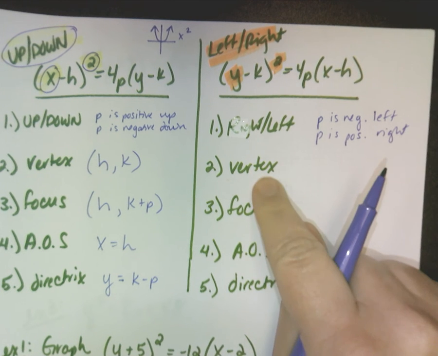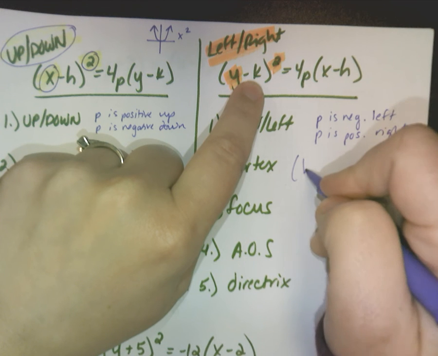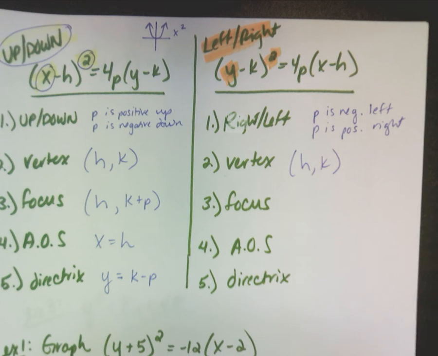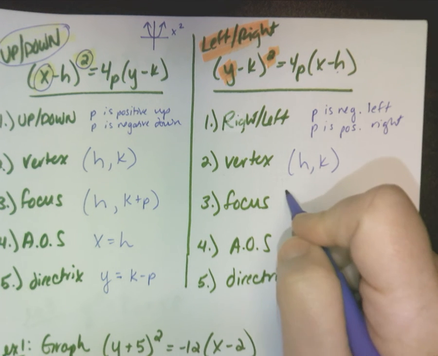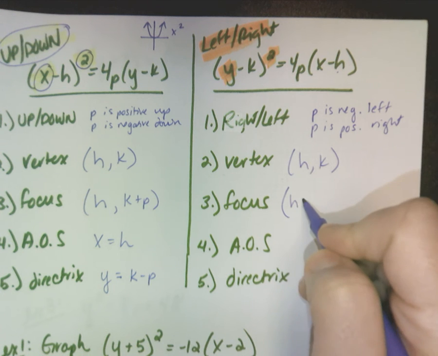Vertex, be careful here. It's not KH. It's always HK, okay? Always, always, always HK, because we go x-axis, y-axis: H, K. Focus is different now. You're going to add P to the H.